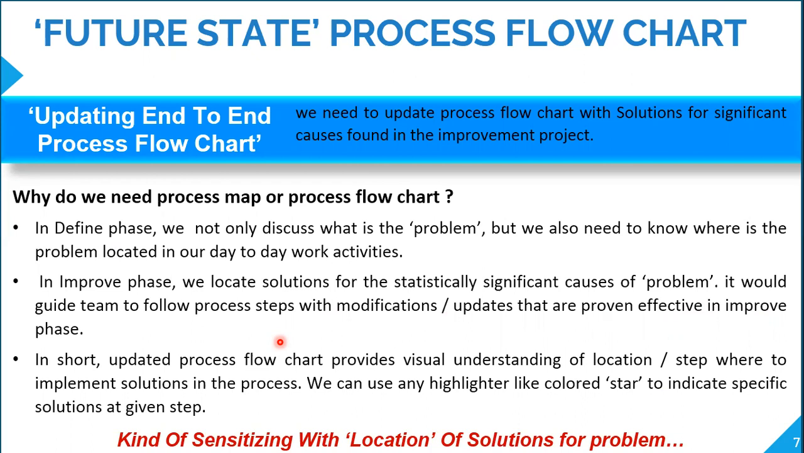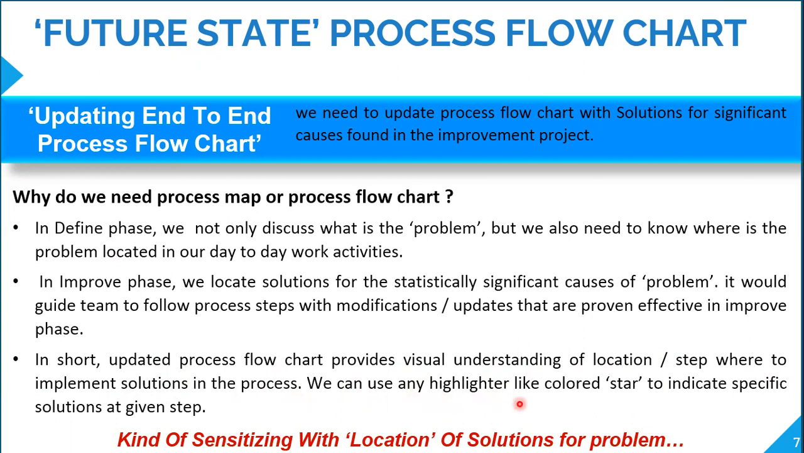So we have shown the improvement in the improve phase, with the solutions, right? And that's why we have to start implementing these solutions on a long-term basis, for higher scales or scaling-up purposes, right? So that's about putting those modifications, updates or solutions into the process map. So in short, the updated process flow chart provides a visual understanding of the location or steps where to implement solutions in the process. So where we should implement solutions for those significant causes. That's what this updated process map will help us with.